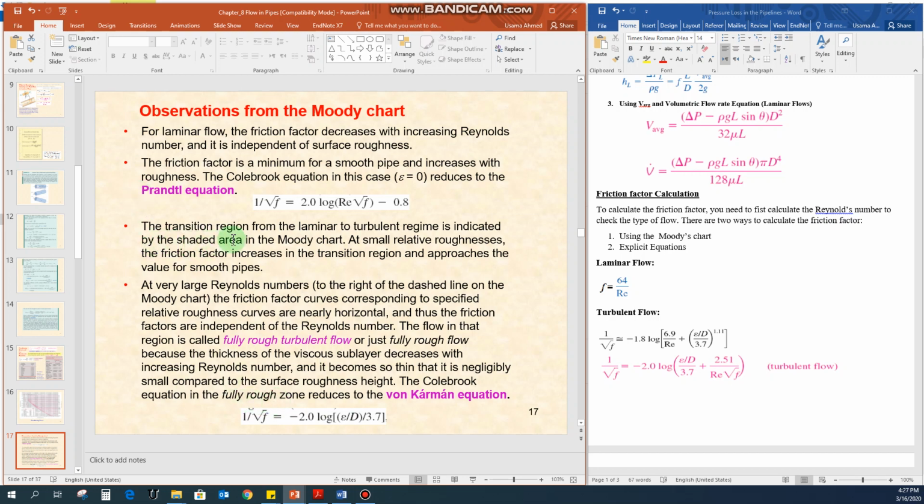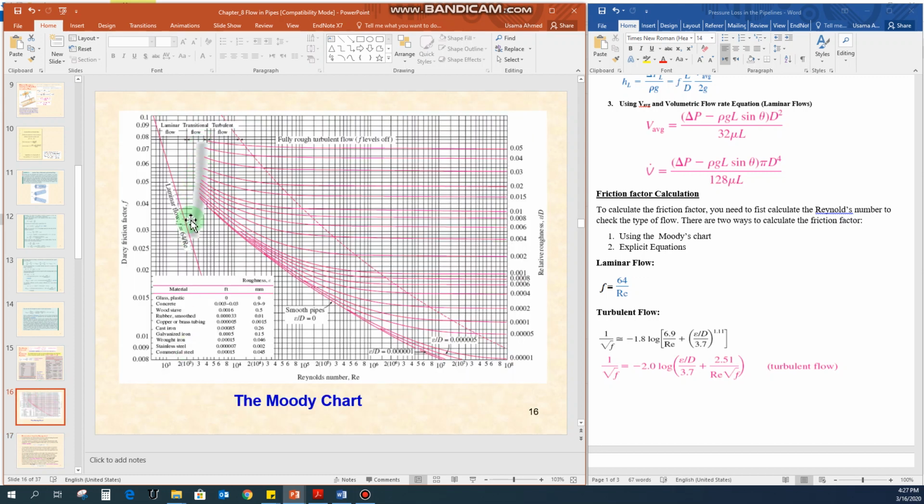The third thing, the transition region from the laminar to turbulent regime is indicated by the shaded area in the Moody's chart. At small relative roughness, the friction factor increases in the transition region and approaches the value for the smooth pipelines. The gray area represents the transitional flow. If there is a slight increase in the Reynolds number value, there will be an increase in the friction factor till you reach the line for the smooth pipeline.